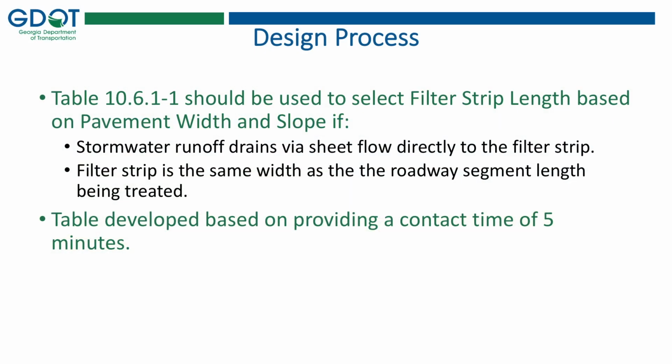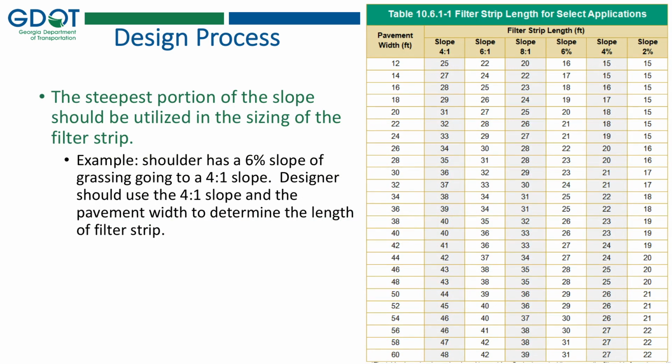In the December 2017 edition of the GDOT Drainage Manual, the design process for filter strips was simplified. GDOT included in this manual update a lookup table that provides filter strip sizing requirements based on pavement width and filter strip slope. The values in this table were calculated to provide a contact time of 5 minutes within the filter strip. This table can be used for filter strip sizing as long as the width of the filter strip, parallel to the roadway, matches the pavement length with corresponding slope, and stormwater sheet flows directly onto the filter strip from the roadway. When using this lookup table, the steepest portion of the filter strip slope should be used.